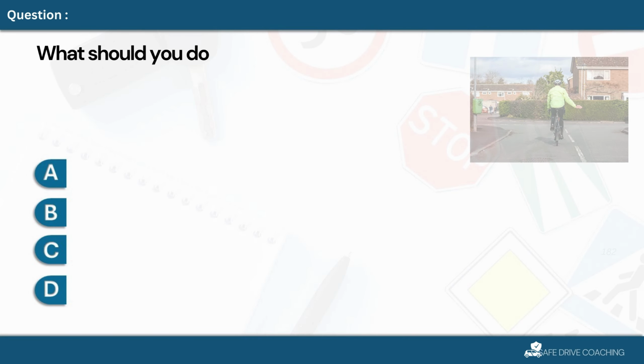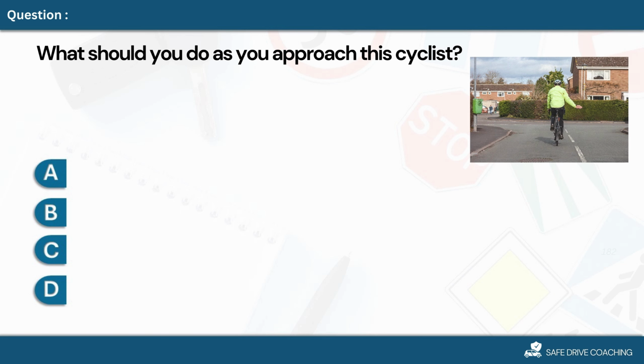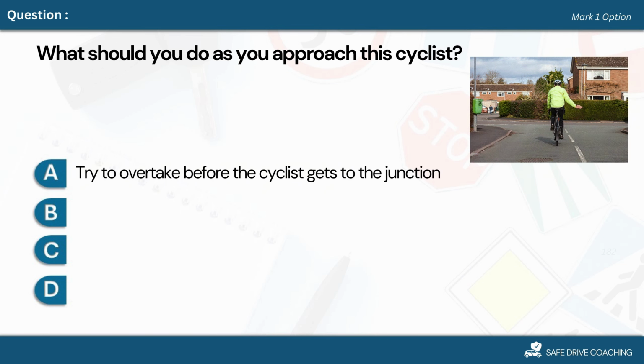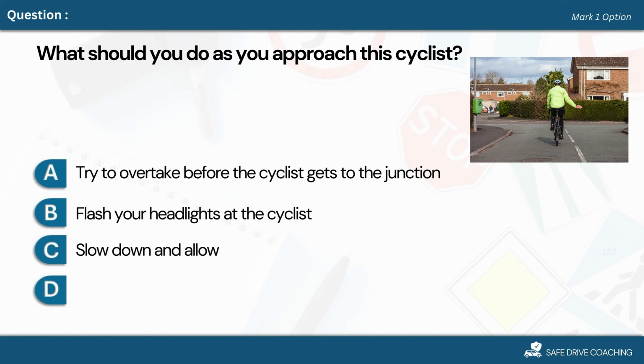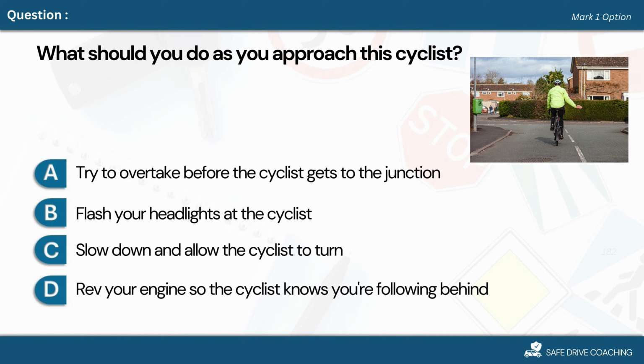What should you do as you approach this cyclist? A. Try to overtake before the cyclist gets to the junction. B. Flash your headlights at the cyclist. C. Slow down and allow the cyclist to turn. D. Rev your engine so the cyclist knows you're following behind.